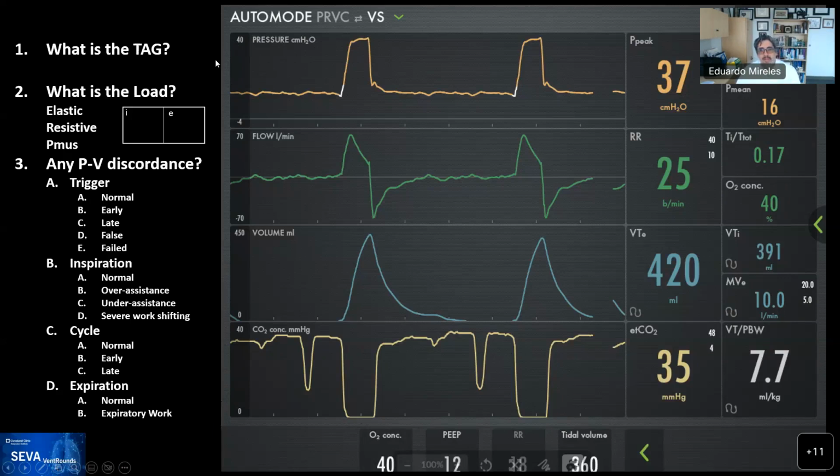And so in usual fashion, what I would ask you to test yourself is to start writing your tag, and you can put it on the chat, what the tag is. What do you think is the load? Meaning if there's elastic, resistive, or there's the presence of PMOS, if there's any patient ventilator discordance in terms of trigger, inspiration, cycle, and expiration. And so please go at it and tell us what you think is going on.